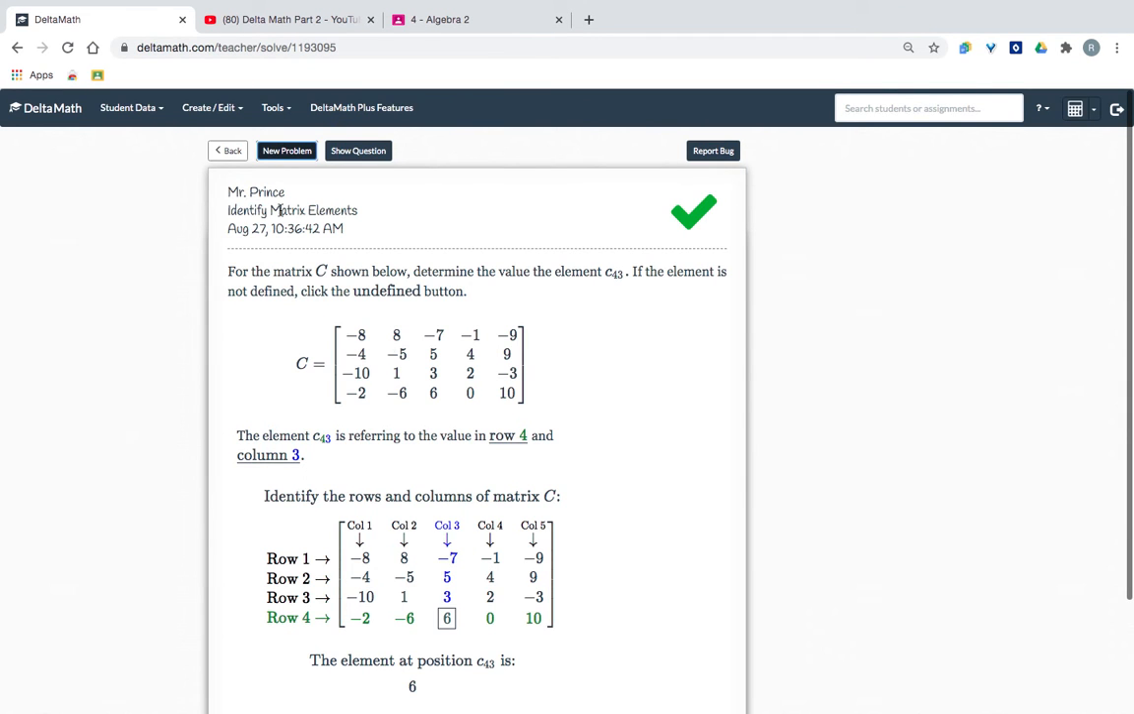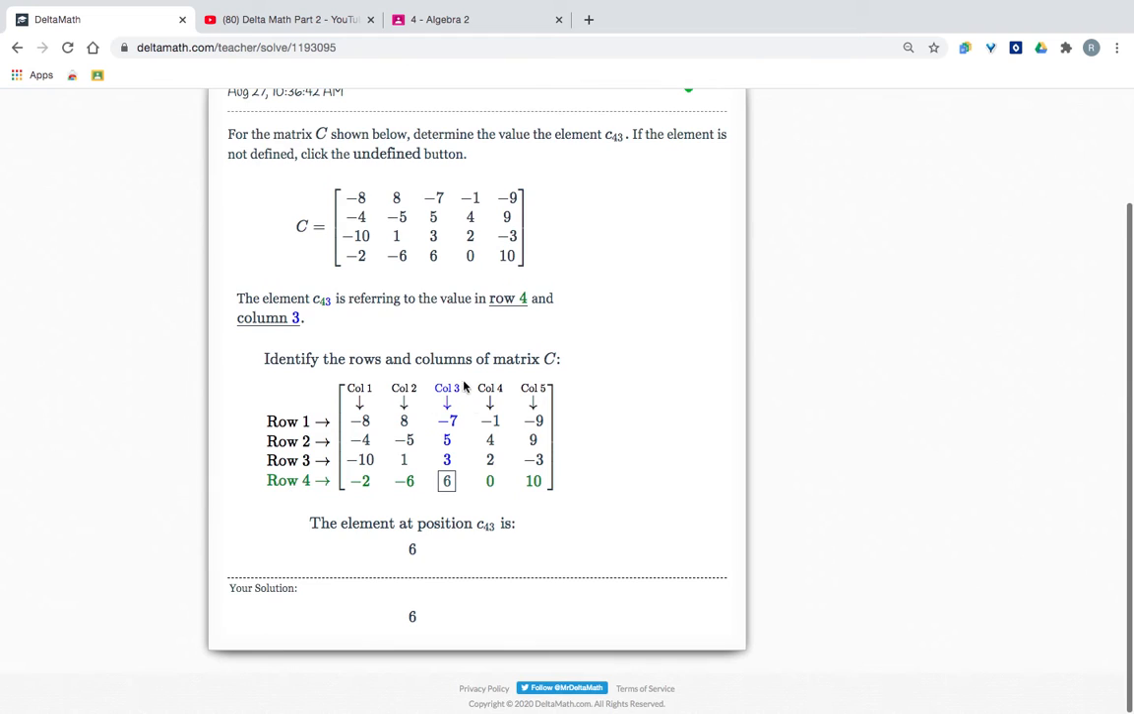Yay, I got it right. All you do is fourth row, third column. 4, and then the third, so the answer is 6.